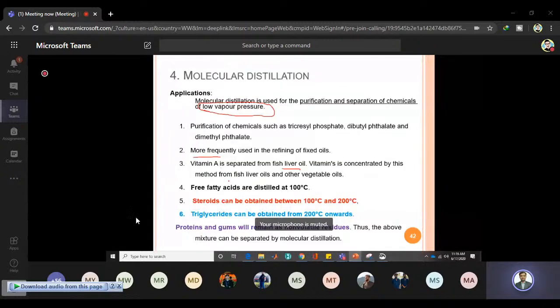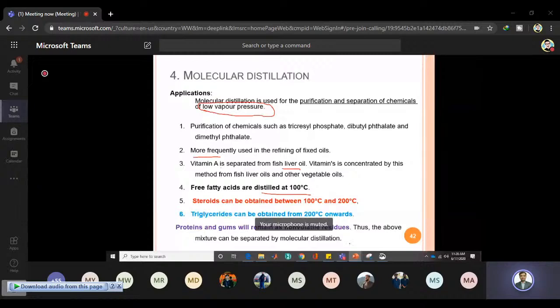Free fatty acids are distilled at 100 degrees C. Steroids can be obtained between 100 to 200 degrees C. Triglycerides can be obtained from 200 and onwards. Proteins and gums will remain as non-volatile residues. Thus, above mixtures can be separated by molecular distillation.